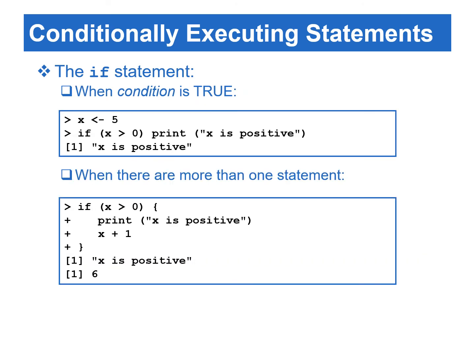For example, x is assigned 5. In the first if statement, the condition is checking whether x is greater than 0. Since the condition is true, x is positive is printed. The second if statement is like the first one, except that we need to execute more than one statement if the condition is true. In this situation, we group these statements together, within a pair of curly brackets.